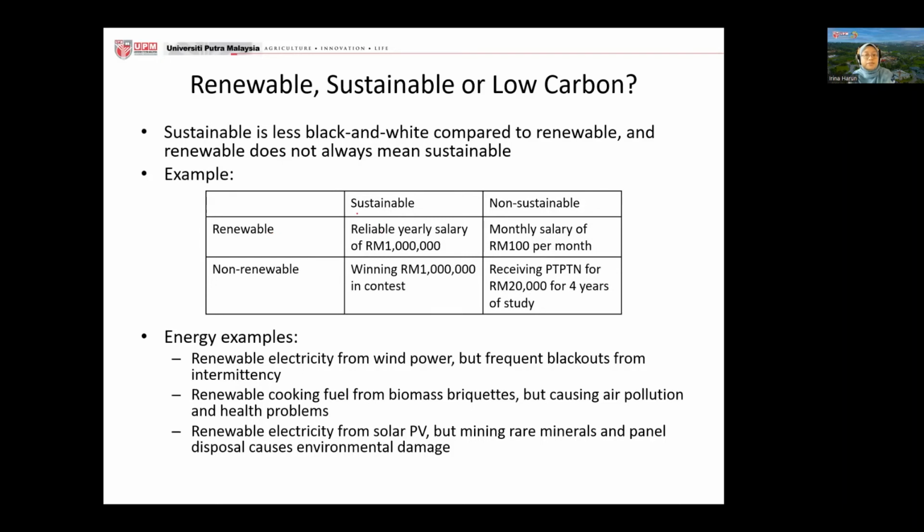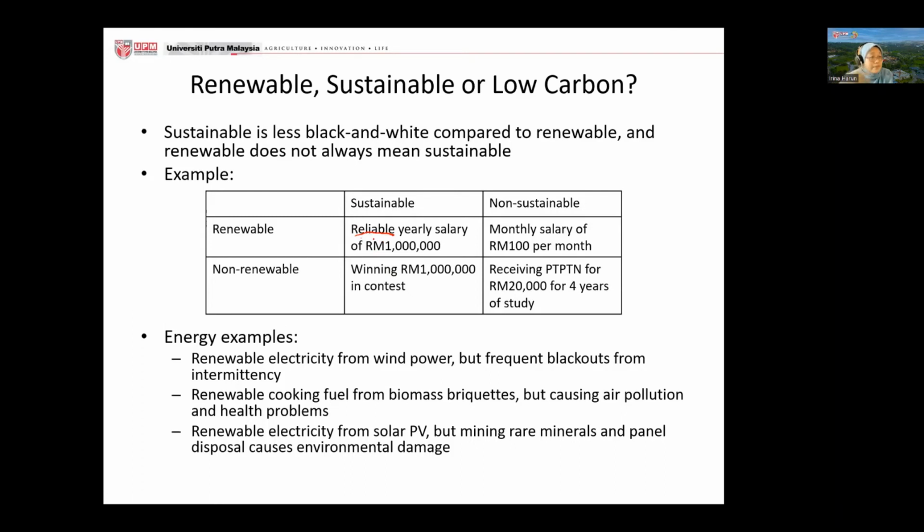Okay, so for example, if you receive a yearly salary of 1 million ringgit, this is reliable, not one-off.